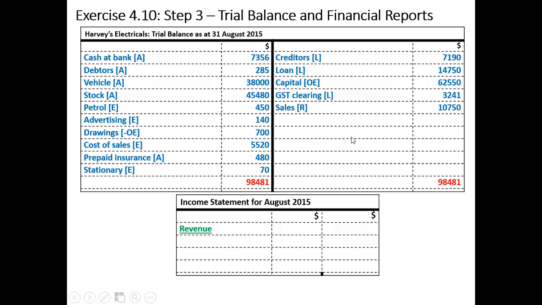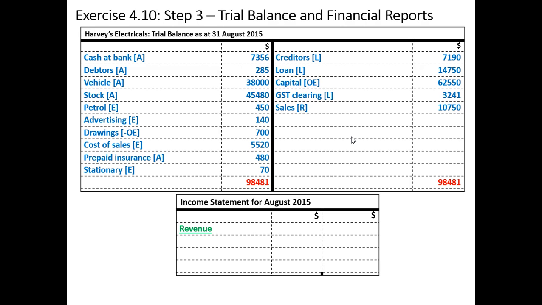So in step 2 we balanced all our ledgers. That enables us to create the trial balance above, and we can see all the debits equal 98,481 and so do all the credits. So that's a good sign that we've got everything correct. What we need to do now though is turn them into financial reports.